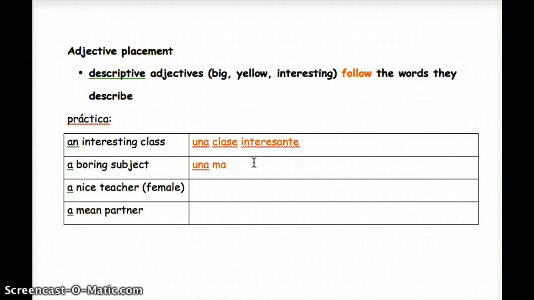A boring subject. Remember, subject is una materia, ends in a, so easy to see that's a feminine word. And you're really going to be saying a subject boring. So una materia aburrido is how you say boring, since we're describing a subject, aburrida. A nice teacher, it's a female teacher. So una profesora, and really we're saying a teacher nice. Simpática, since it's a female teacher.